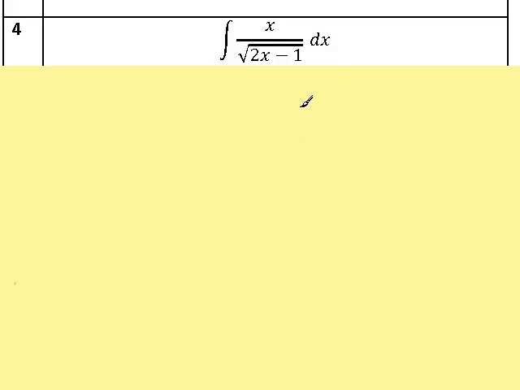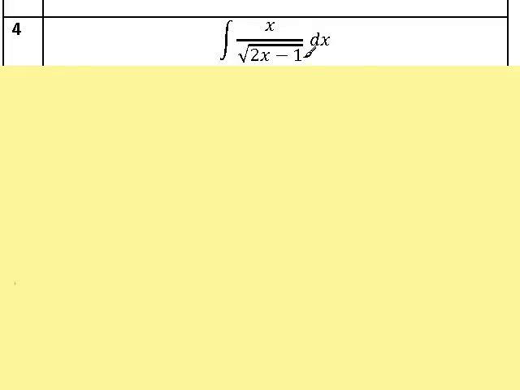In number 4, we're going to do a second type of u substitution. The previous kind was an integrand that looks similar to a chain rule derivative, where we had the derivative of the inside on the outside. That's not the situation here. Here the inner function is 2x minus 1, and the derivative is 2. On the outside we have x.